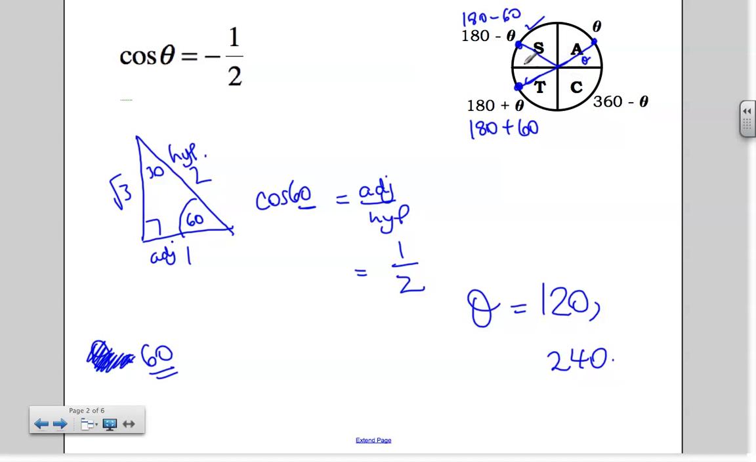Yeah. So notice the two aspects. You use the ticking to deal with the sign. And then you use your exact values to decide what the number is going to be, once you know which quadrant to go to. Yeah. Yep. Okay. Let's try the next one.